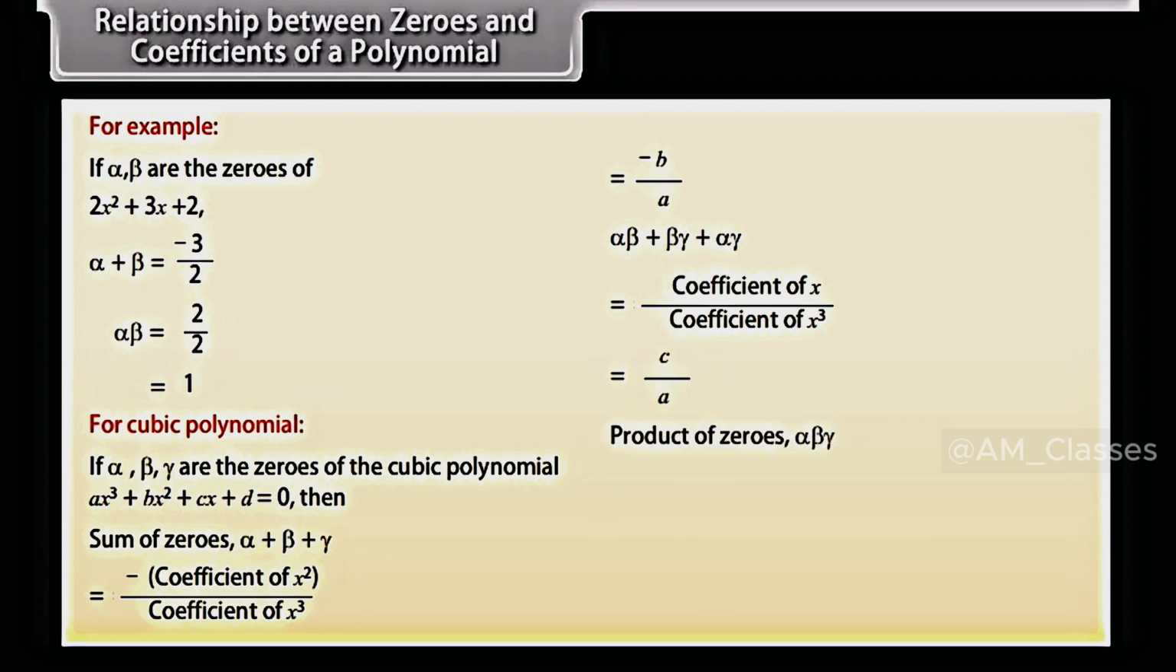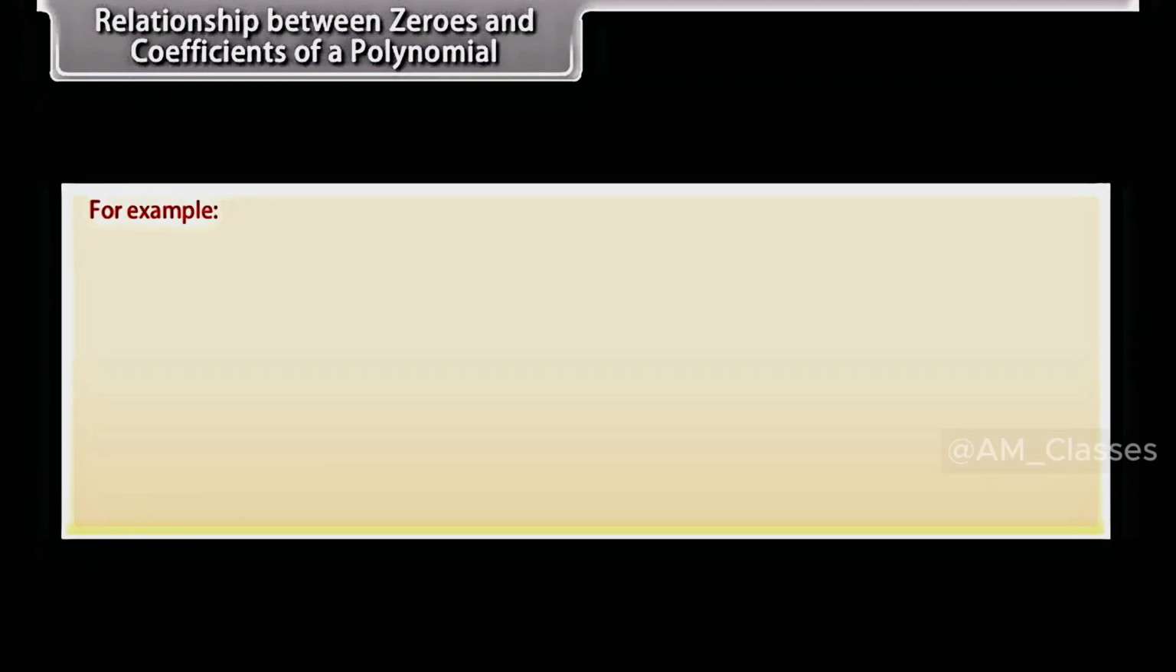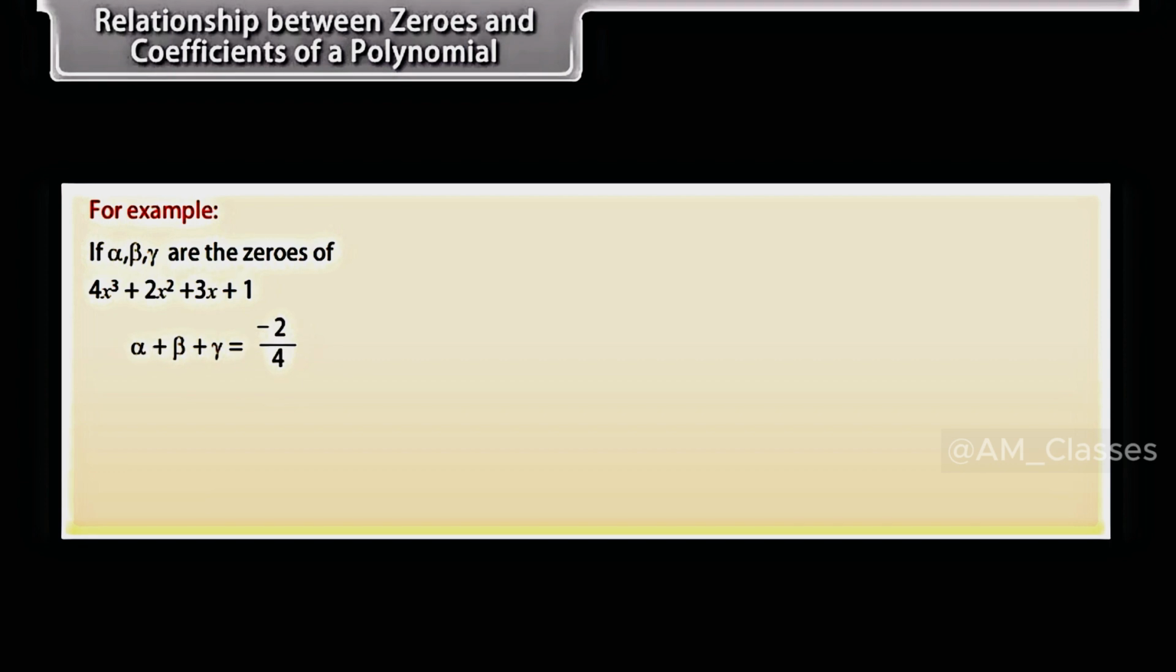Product of zeros, alpha beta gamma, is equal to minus constant term upon coefficient of x cube, which equals minus d upon a. For example, if alpha, beta, gamma are the zeros of 4x cube plus 2x square plus 3x plus 1, then alpha plus beta plus gamma is equal to minus 2 upon 4. Alpha beta plus beta gamma plus alpha gamma is equal to 3 upon 4. Alpha beta gamma is equal to minus 1 upon 4.